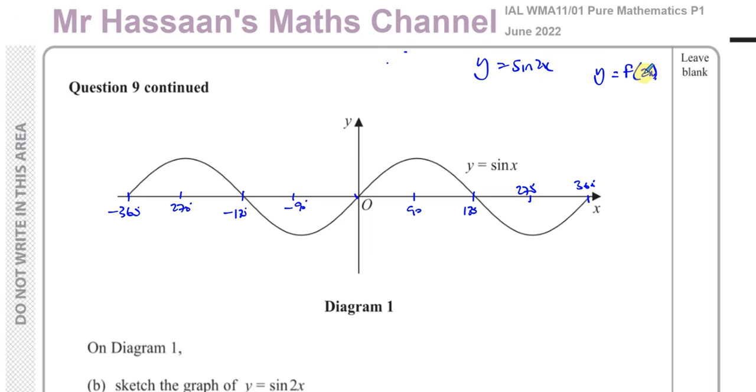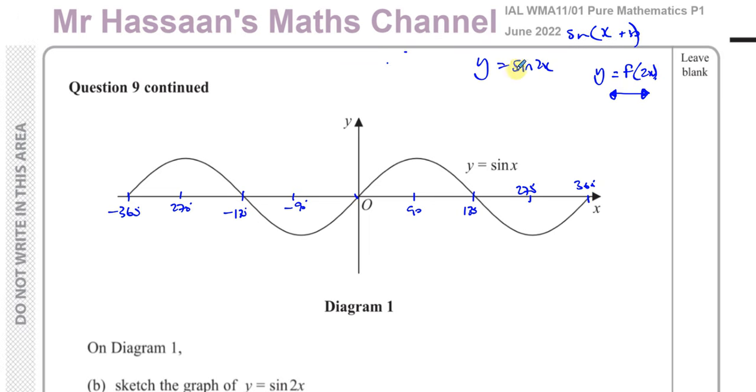Okay, it's inside the function. It's not outside the function. So this causes a horizontal change. Okay, a horizontal change. And horizontal changes are always a bit strange. For example, if you had x plus 30 inside the function, say, then all the x values, you would subtract 30 from them, not add 30.